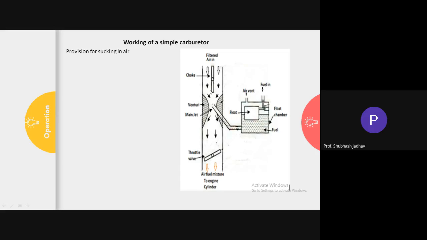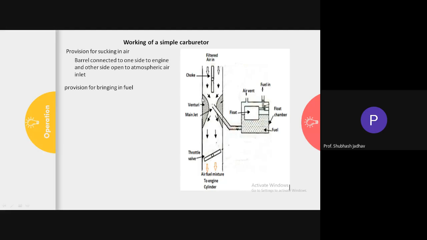Whenever there is a pressure differential, we know that air starts flowing from the higher pressure side to the lower pressure side. So that is the provision for sucking in the air. The barrel is connected on one side to the engine, and on the other side to atmospheric air. That is the first thing we have to keep in mind. Second thing, provision for bringing in the fuel.